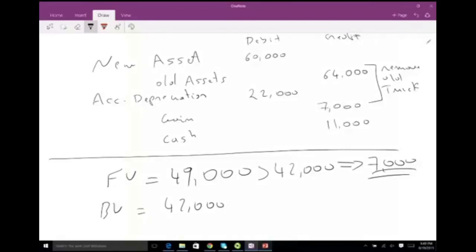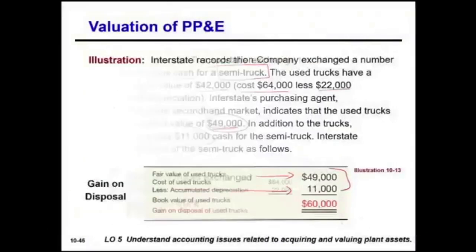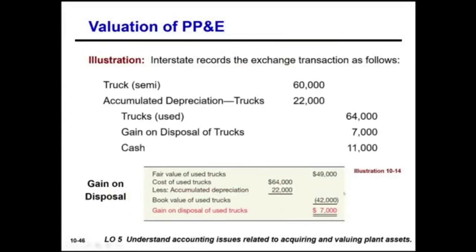Now, if you want to double check your math, make sure you add everything up. 60 plus 22 is 82,000. And hopefully this will add up. 7 plus 64 is 71, plus 11 is 82. So total debits equal total credits. Everything matches. So this is how we record this transaction. And again, this transaction has commercial substance. Then we can recognize the gain. And this is the entry right here. This is what I just did. And this is how we came up with the gain. Okay.